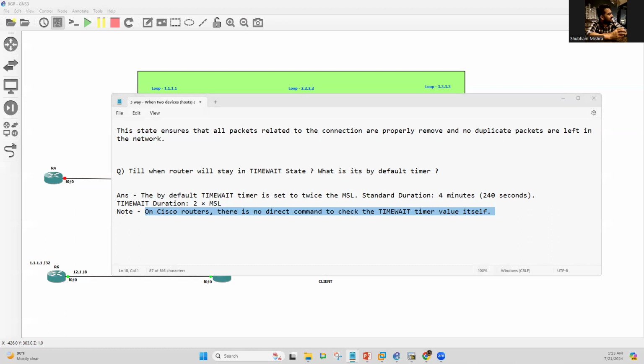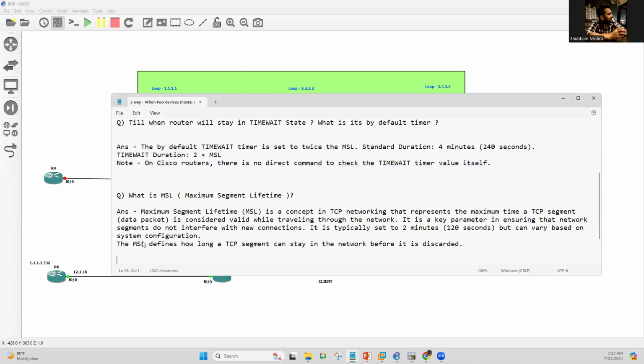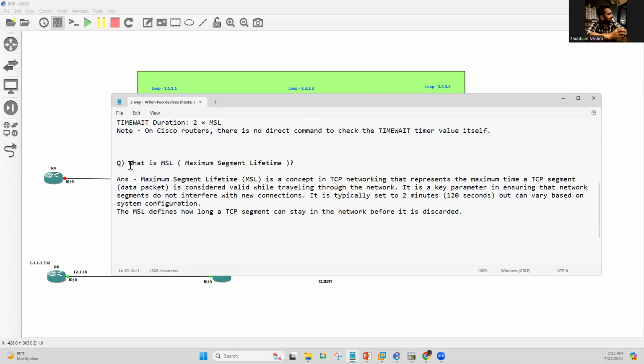Okay. Now again you guys have questions: sir, what do you mean by MSL? I know. So what is MSL? See, MSL stands for maximum segment lifetime. Maximum segment lifetime is a concept in TCP networking that represents the maximum time a TCP segment is considered valid traveling through a network.